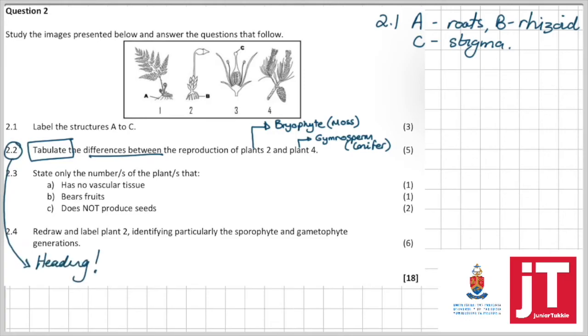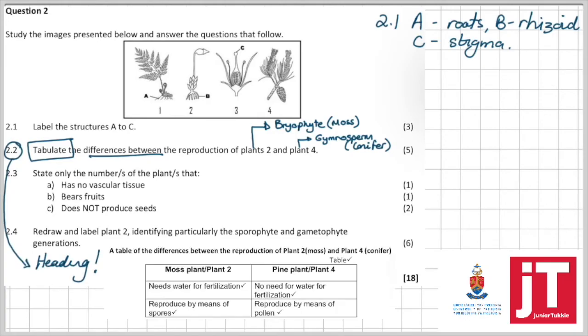So if we look at the tabulation here, our heading is super important. So I've just popped it all in there for us quickly. Table of the differences between the reproduction of plants 2, or it's the moss plant, and plant 4, which is the conifer or pine tree. So we can see here that plant 2, which is the moss, needs water for fertilization, but plant 4, there is no need for that. It's more adapted to life on land. Plant 2 also reproduces by means of spores, and the plant 4 reproduces by means of pollen.